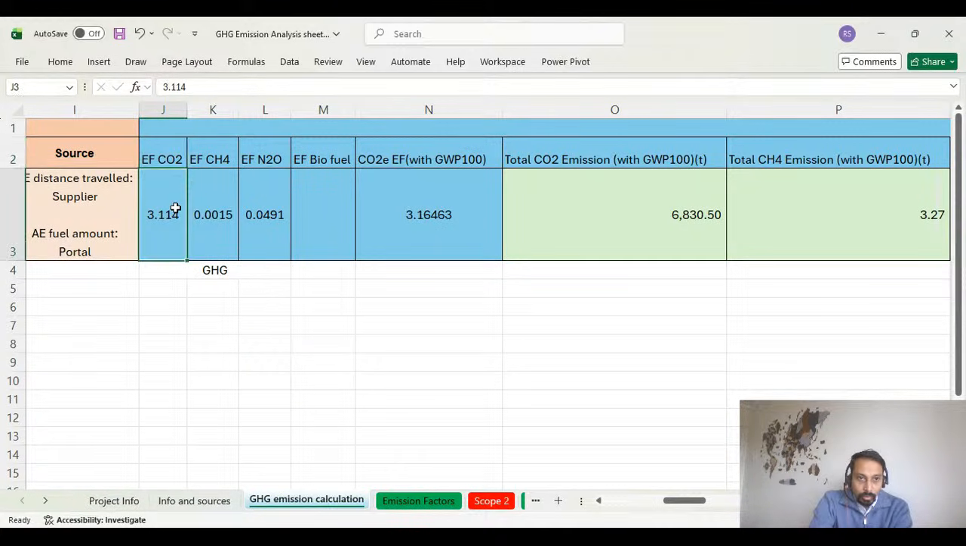That is only the CO2-related emissions factor, and when you multiply by this emission factor, you will get tons of CO2 only. There is no CO2 equivalent. That is for methane, and that is for the N2O. Now here you can see the CO2 equivalent emission factor with GWP 100. So what is the meaning of CO2 equivalent emission factor?